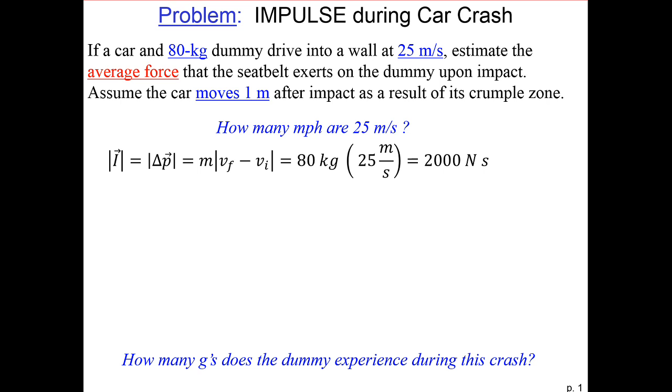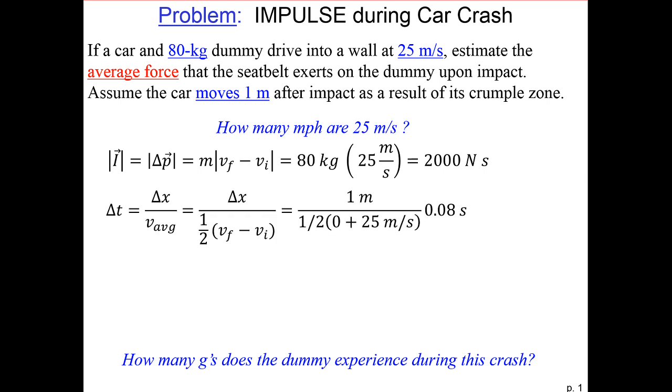Next we need to find the time. So this is a little trickier. We know the distance that the force exerts is 1 meter. We also know that the velocity goes from 25 meters per second to 0 meters per second. So the average velocity is 12.5 meters per second during the collision.